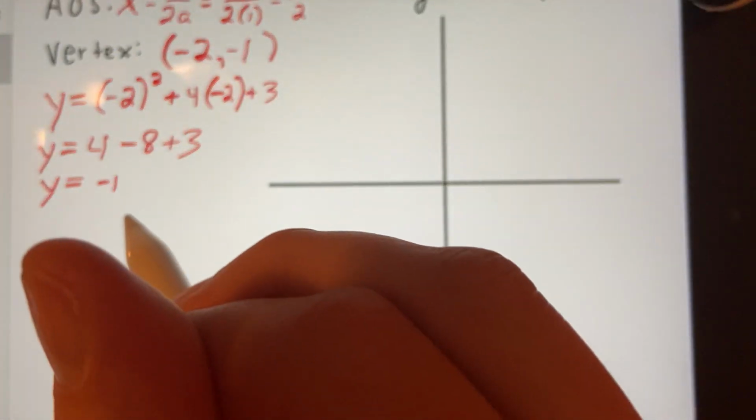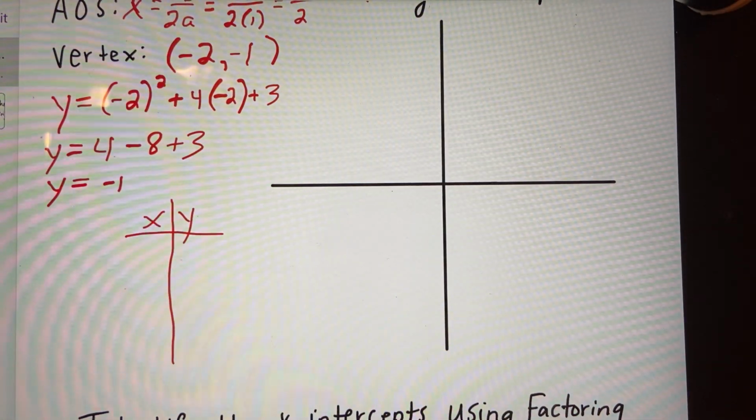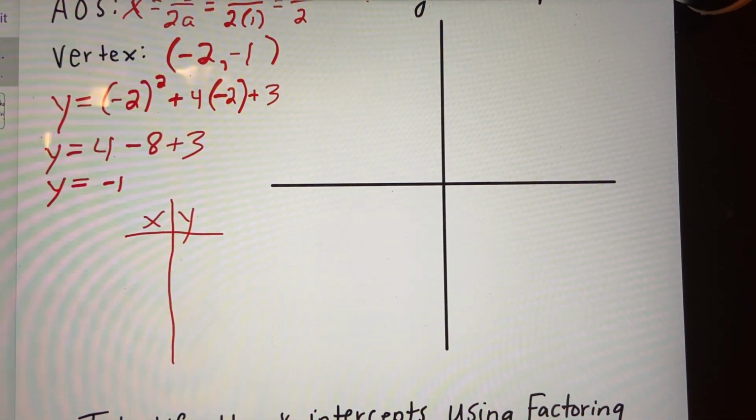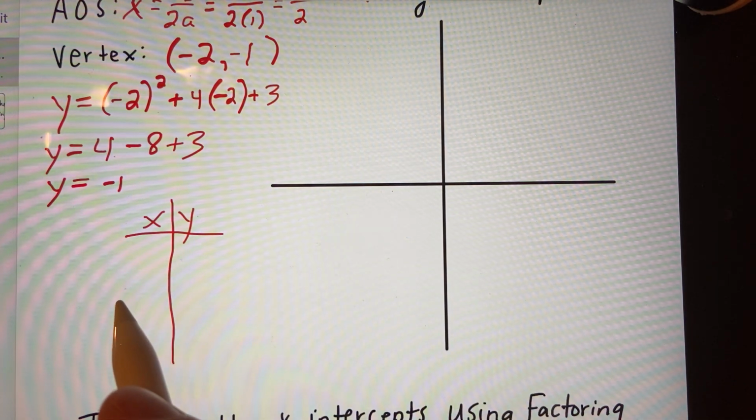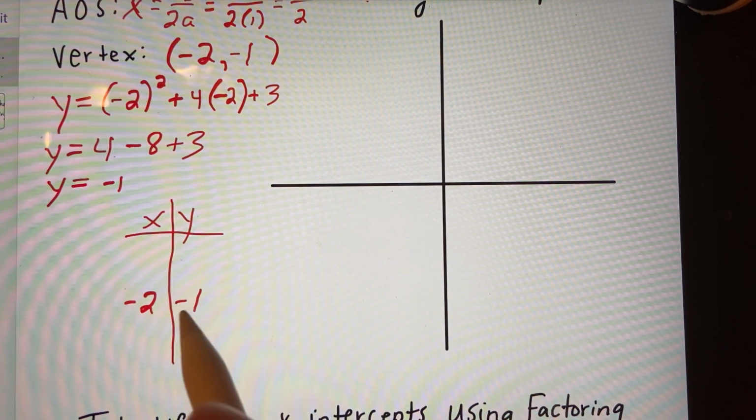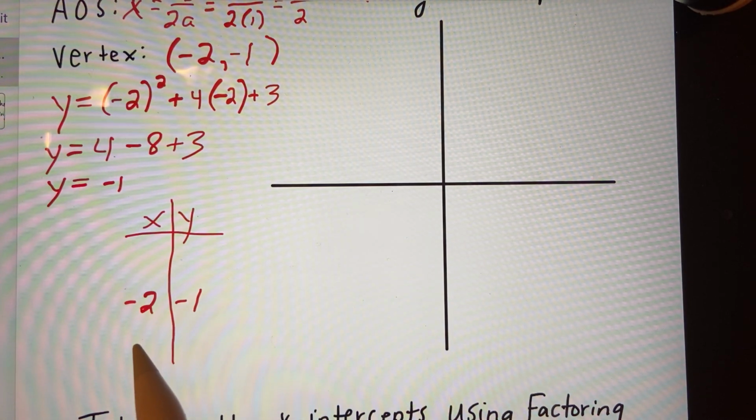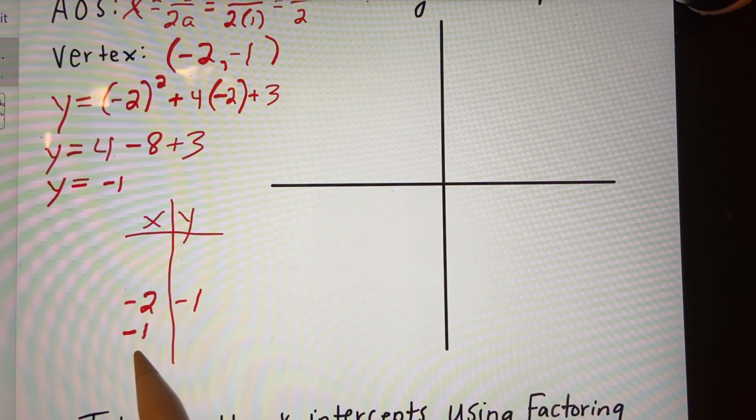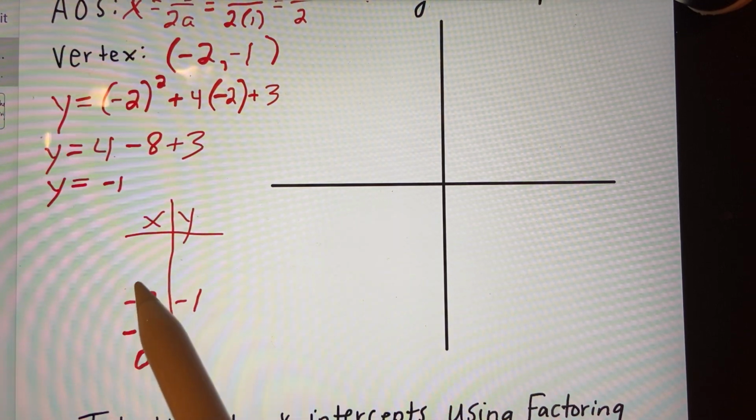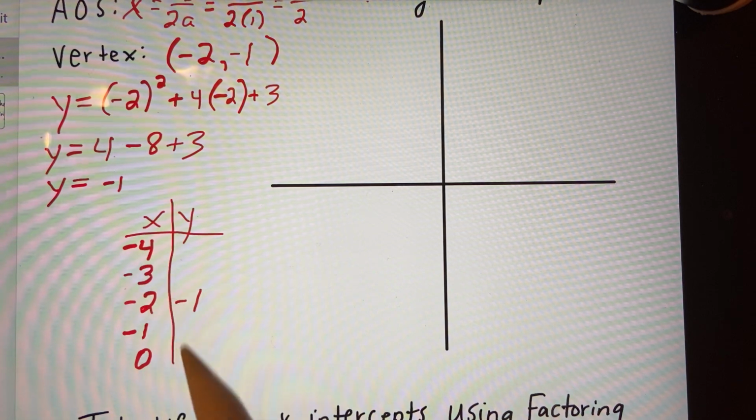I'll put x, y, it's kind of like a T chart, and we want this to be centered around the vertex. The vertex is (-2, -1), so I'll put that in the middle. Now for the x column, the numbers have to go in order. What number comes after -2? That would be -1, and then 0. Then what number comes before -2? That would be -3 and -4.